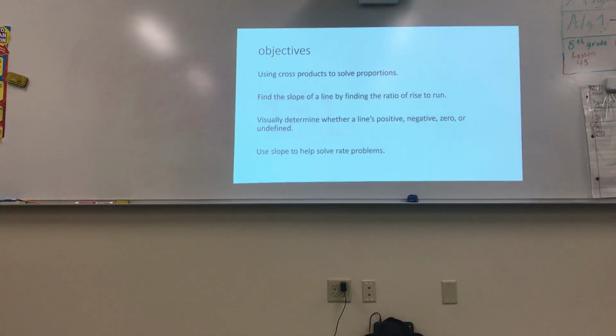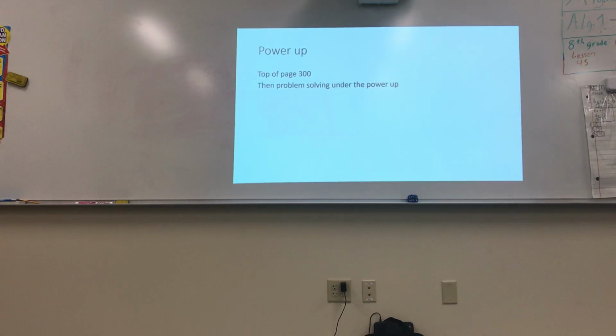So, using cross product to solve proportions. Find the slope of a line by finding the ratio of its rise to run. Visually determine whether a line's slope is positive, negative, zero, or undefined. Use slope to help solve rate problems. Alright, at this point you can do your power up to get your mind thinking about math.